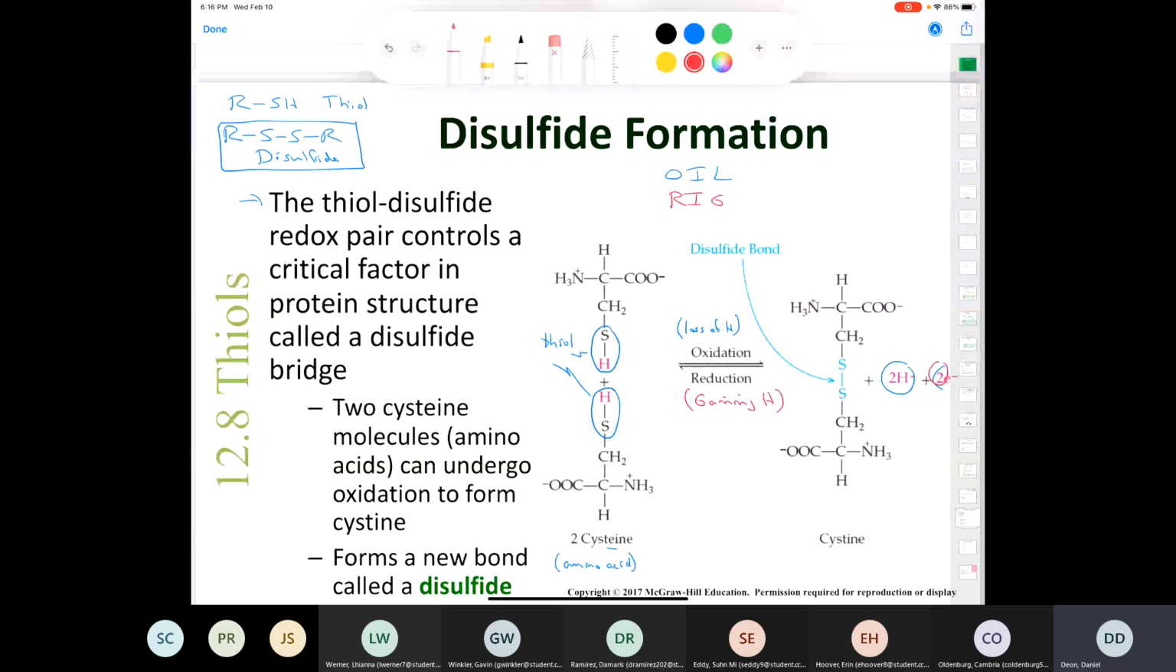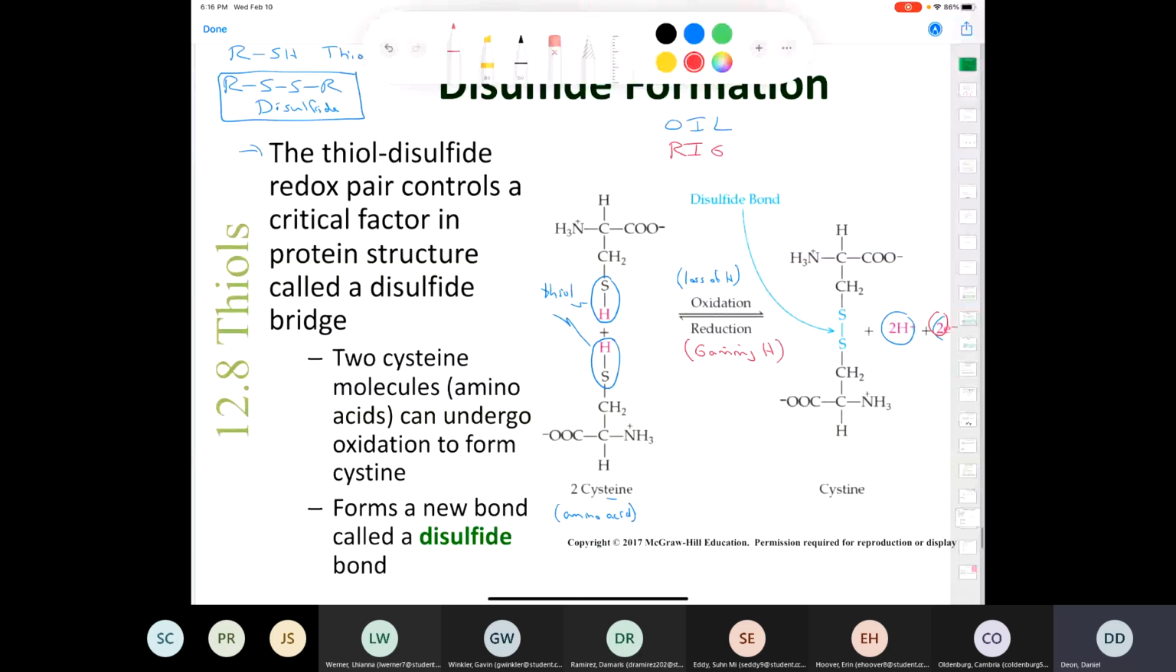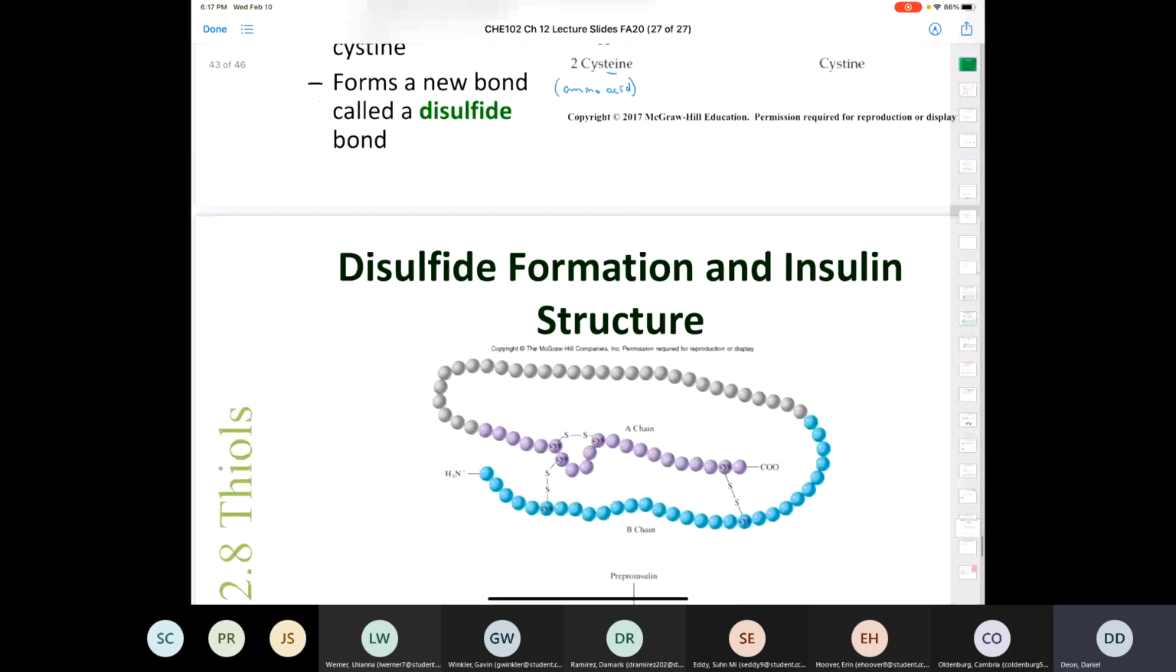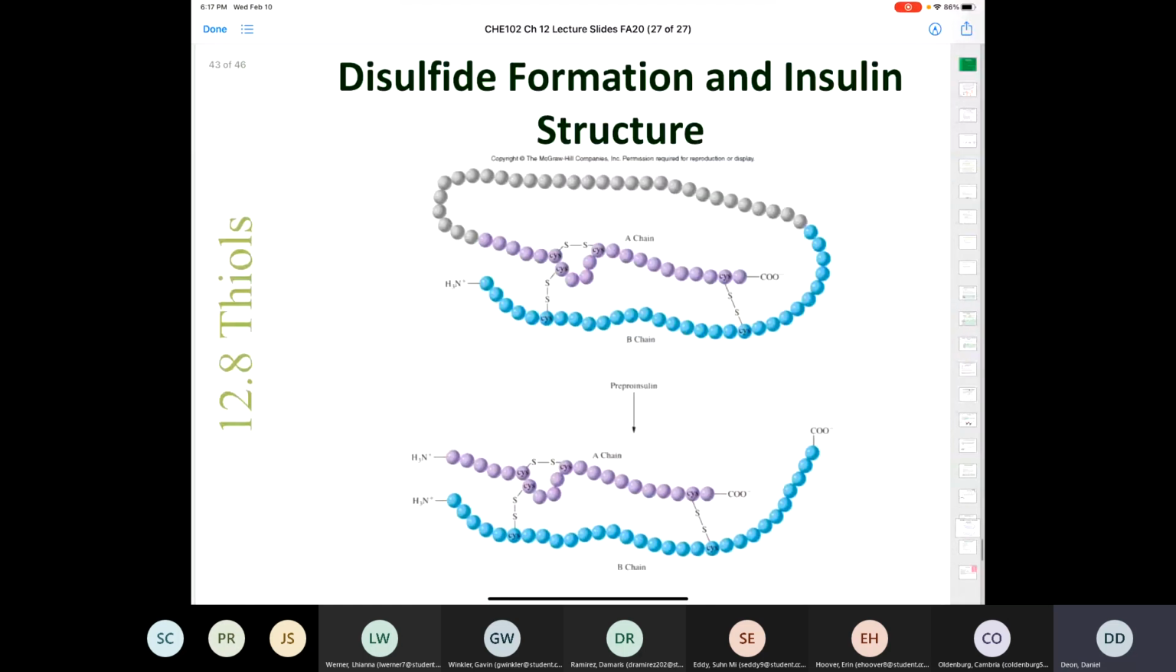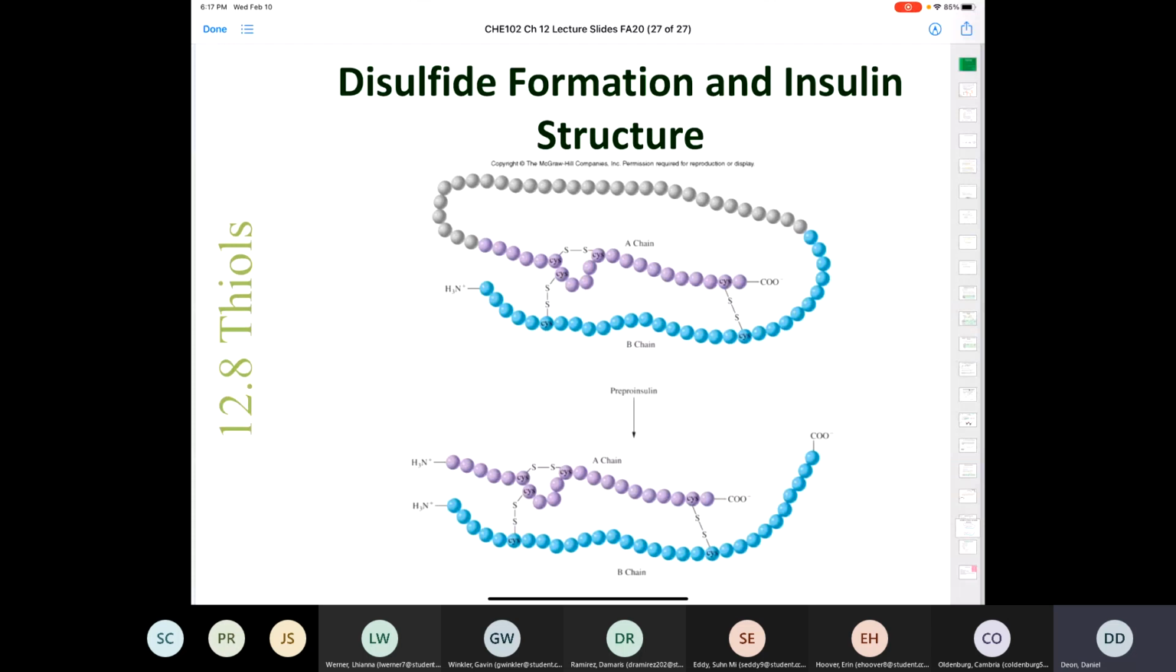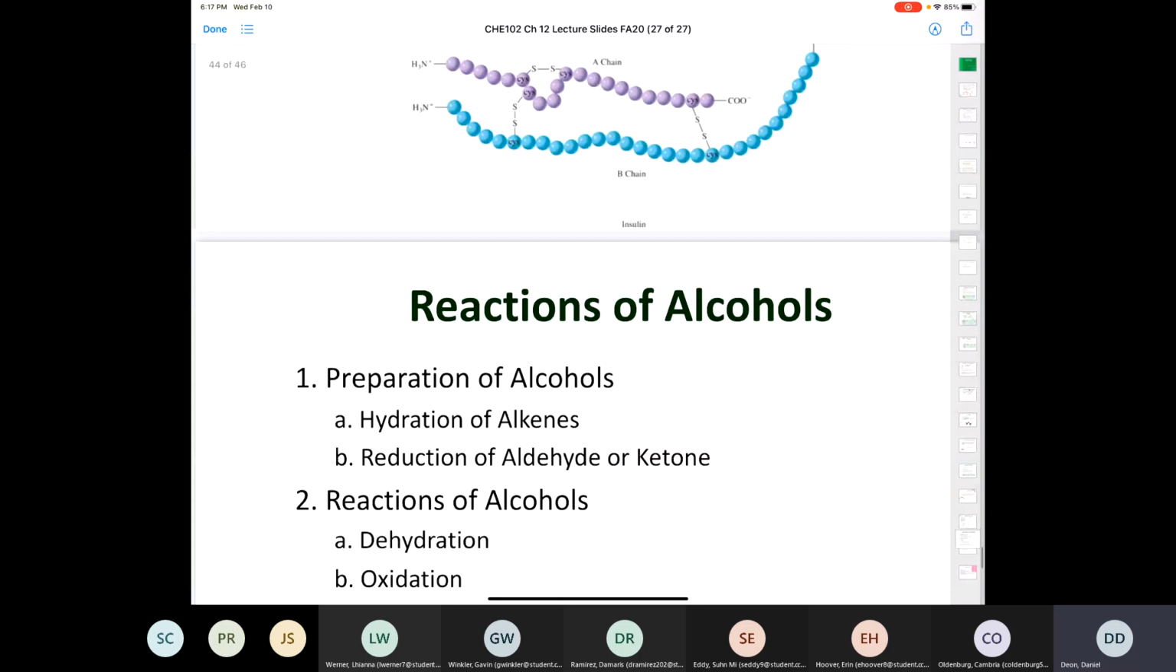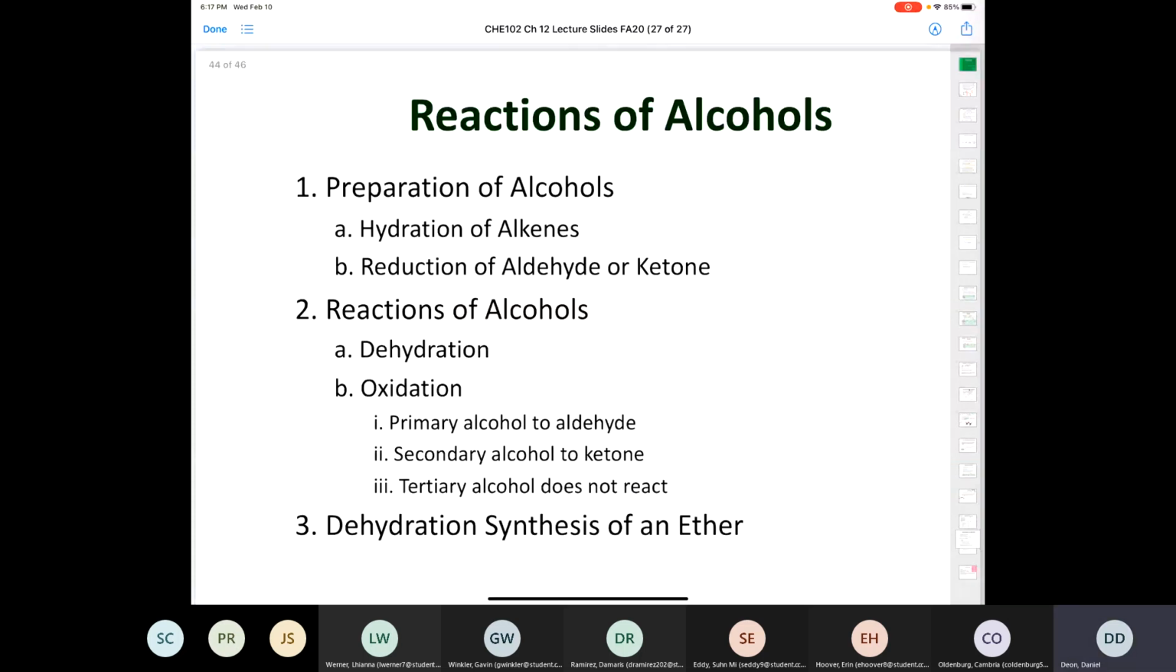Anyhow, this disulfide bond is important, again, not only in enzyme structure, but in protein structure. It also, if you have curly hair, it's responsible for curly hair. If you get a perm, the disulfide bridge is responsible for the perm. Anyhow, I'm not going to ask you anything about the disulfide bond found in insulin or the structure of insulin. We'll look at that later on. Next, we just have a little summary here.